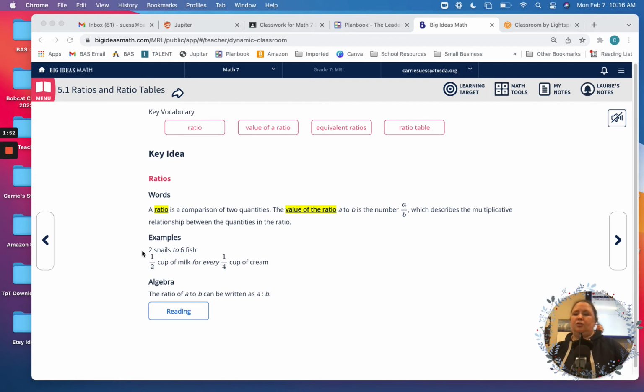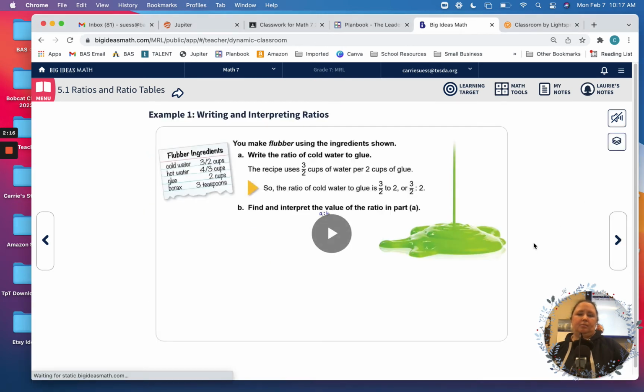For instance, 2 snails to 6 fish. That's a comparison. We could write that as 2 over 6, or we could reduce it down to 1/3. Okay, 1/2 cup of milk for every 1/4 cup of cream. We are comparing 1/2 to 1/4. That would be another ratio. So, let's go to the example and do one of these.